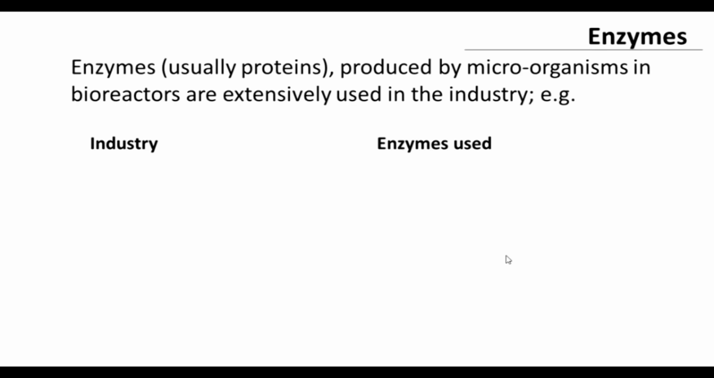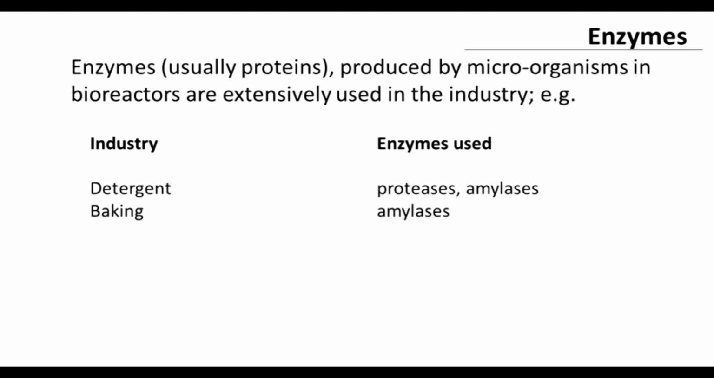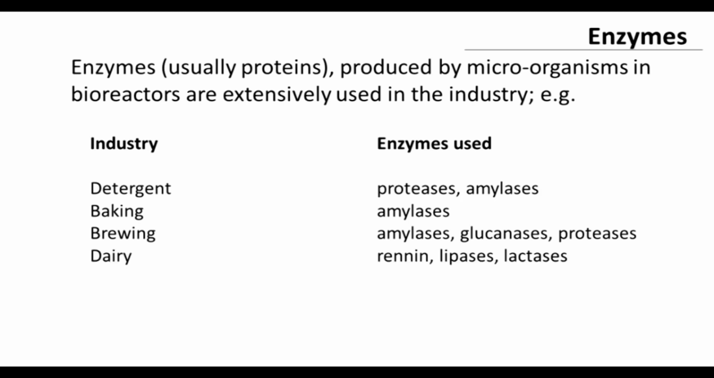The listing is as enzyme industry and the enzymes used. They are heavily used in the detergent industry, especially enzymes such as proteases and amylases, to improve the cleaning ability of the detergents. In the baking industry, amylases are used. In the brewing industry, amylases, glucanases and proteases are used. In the dairy industry, renin, lipases, lactases. In the starch industry, amylases, glucose isomerase. Remember, we said that starch can be broken down to glucose for further fermentation. Amylases are the ones that could carry that out.